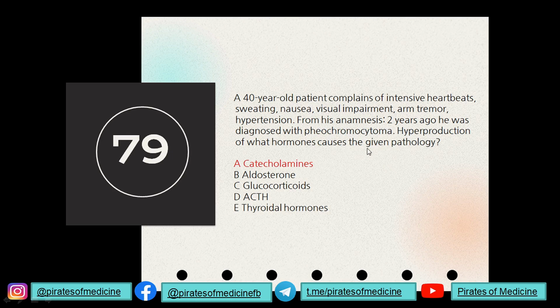If you remember, pheochromocytoma is the tumor of pheochromocytes, the cells which are present in the medulla and which are responsible for secreting catecholamines: adrenaline, norepinephrine, and dopamine. So if there is a tumor of pheochromocytes, then the amount of catecholamines in the body will be increased, which you can clearly see by the symptoms: intensive heartbeat, sweating, nausea, visual impairment, arm tremor, and hypertension. So catecholamines is the answer.